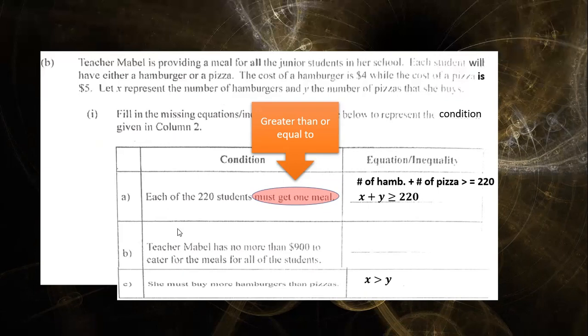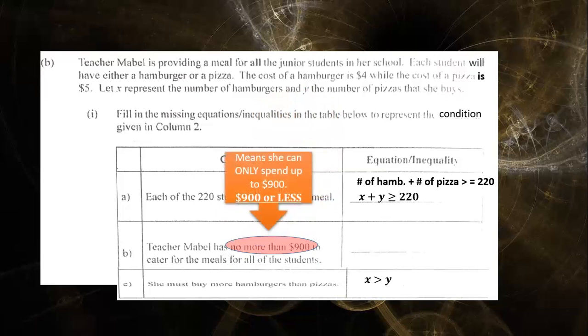Awesome. Let's read the second part, part B. Teacher Mabel has no more than $900 to cater for the meals for all the students. That's definitely a constraint. So just by the wording alone, we can recognize that she cannot spend more than $900. So immediately we see this part of the expression means she can only spend up to $900, which means $900 or less.